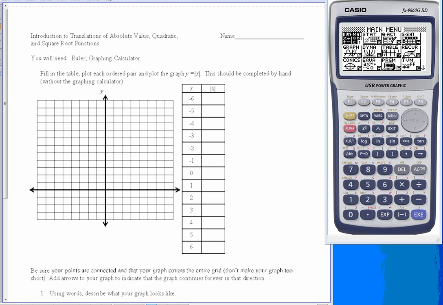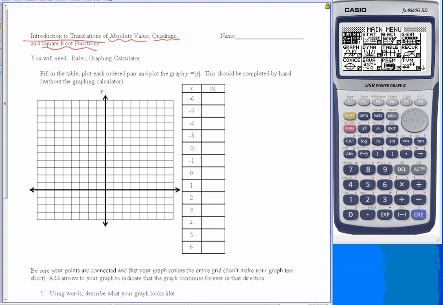In this video, we're going to look at an introduction to translations, and the parent functions we're going to use are absolute value, quadratic, and some square root functions. So you don't really have to have a ruler, but I will. And a graphing calculator, I'm going to use the Casio, but it'll work fine on a TI as well. For starters, we're going to do this one by hand.